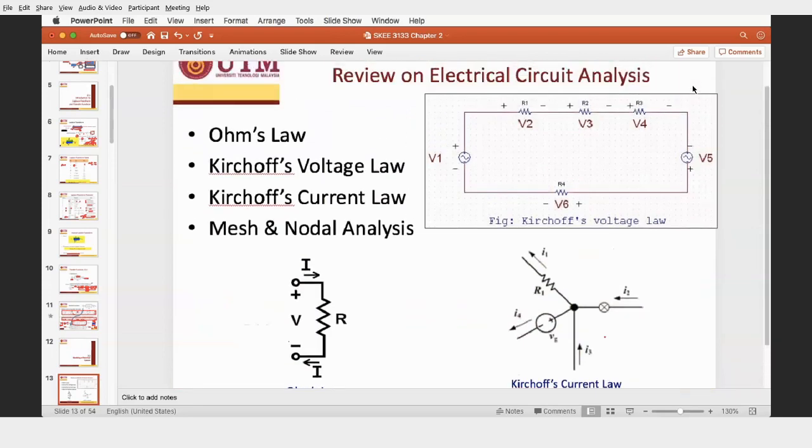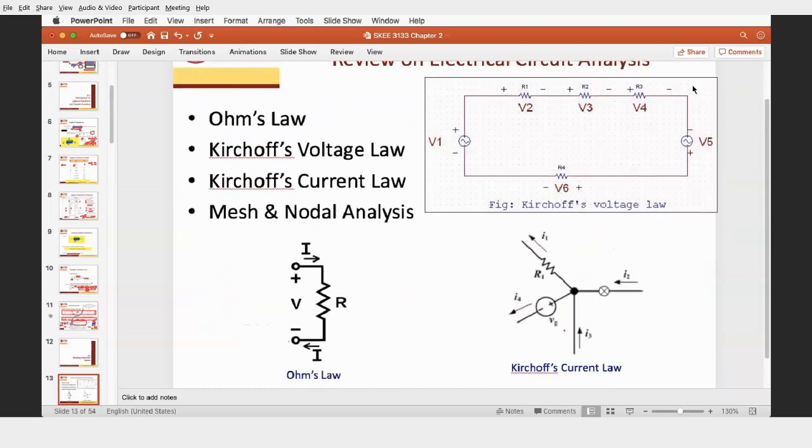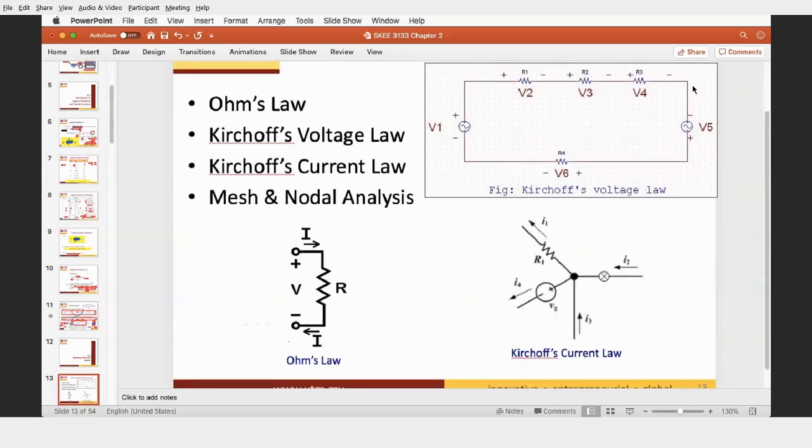Okay, maybe you understand Ohm's law, V equal to IR. Just revise again. You are electrical students, you must know this. Kirchhoff voltage law: the total voltage equals the source, V1 equal to V2 plus V3 plus V4, this is the source, these are your components, plus V6. Or Kirchhoff current law: total current flowing in equals total current flowing out. You must know all the basic knowledge here.